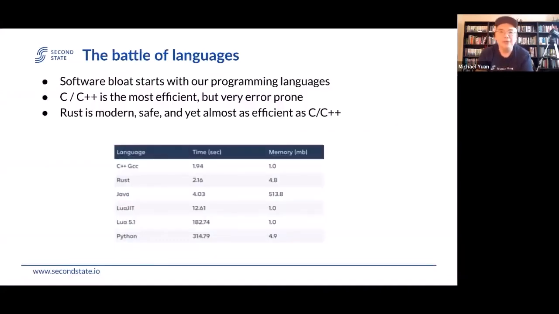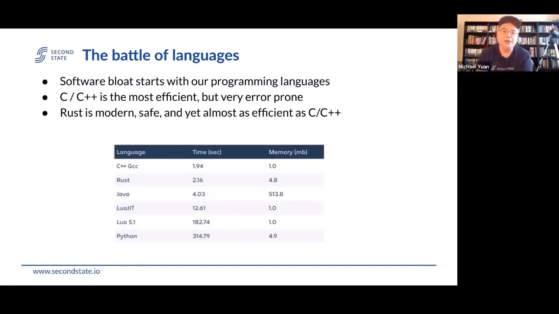Well, the first thing we need to really think about is choosing a programming language. If we want to write a high-performance application, like the Science paper also alluded to, software bloat starts with our choice of programming language. I frequently refer to C and C++ as the most efficient, but not for everyone, because of the safety and portability issues that we described.